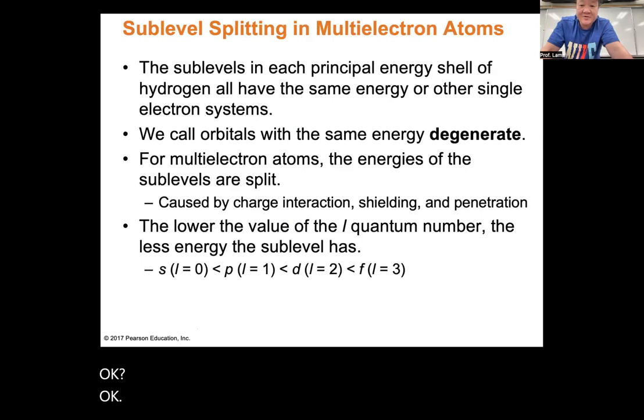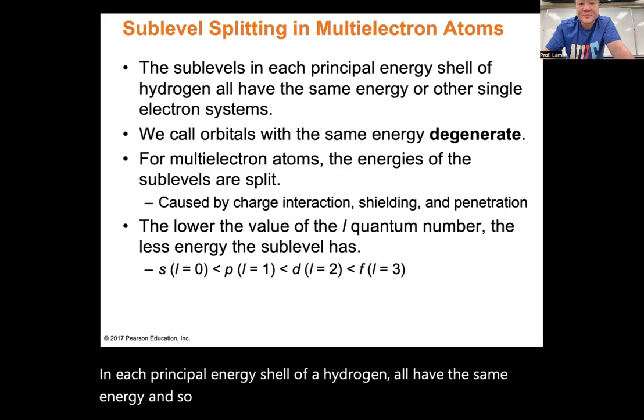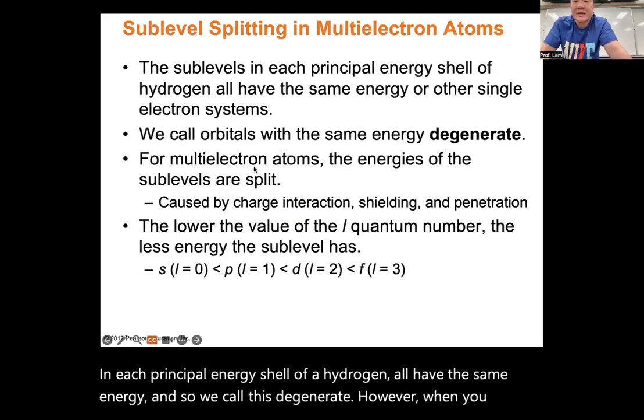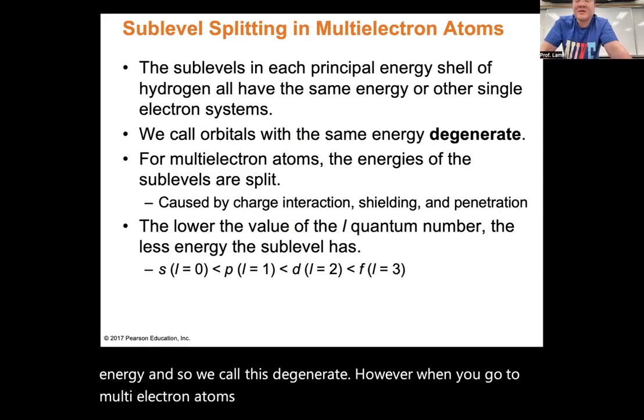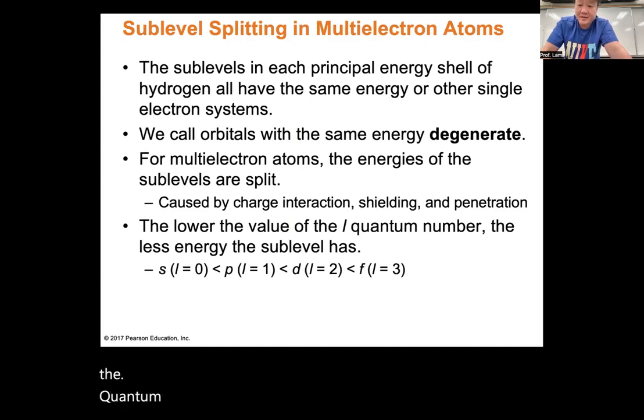So the sublevels in each principal energy shell of a hydrogen all have the same energy. And so we call this degenerate. However, when you go to multi-electron atoms, the energies of the sublevels get split, meaning they're all not the same energy anymore. And it goes by the quantum number L. Okay. So if L is equal to 0, then you have the lowest energy orbital.